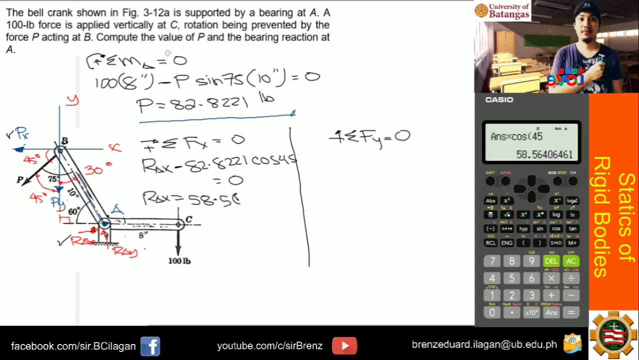58.5641 pound. Okay, and last, para makuha natin yung RAY, so that is equivalent saan? So mag-summation ng forces Y, lahat ng pataas positive. So ano ba ang pataas na force? So meron tayong RAY. And then yung remaining, so yung PY mo, pababa. Yung 100 mo, pababa. So pareho minus. So minus 100. And then minus the Y component of P.